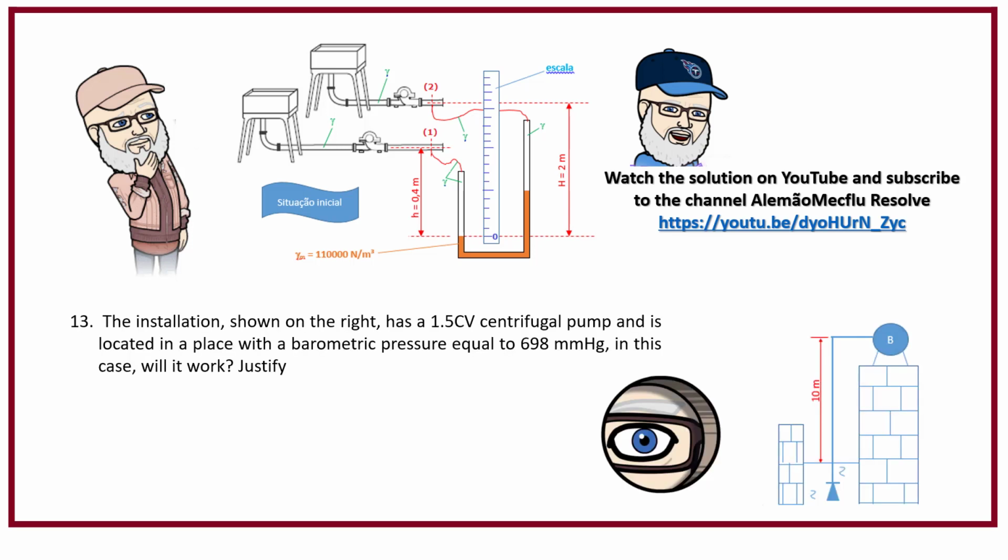13. The installation, shown on the right, has a 1.5 CV centrifugal pump and is located in a place with a barometric pressure equal to 698 mm of mercury. In this case, will it work? Justify.